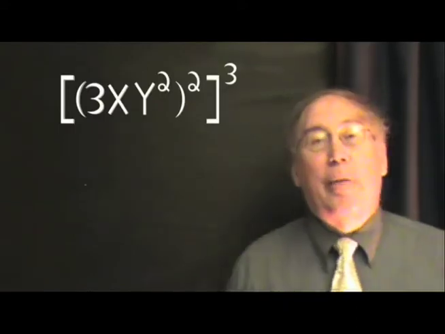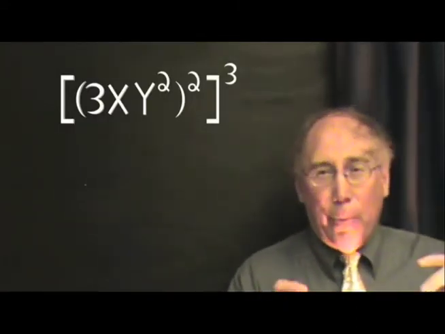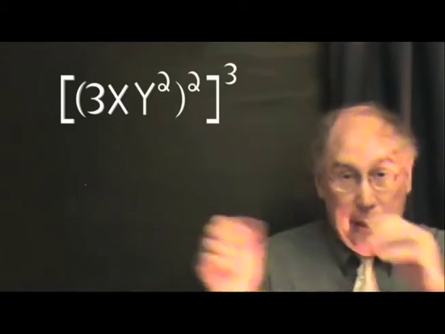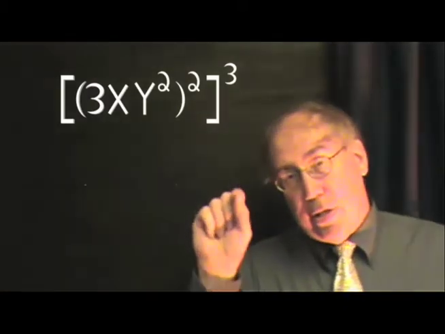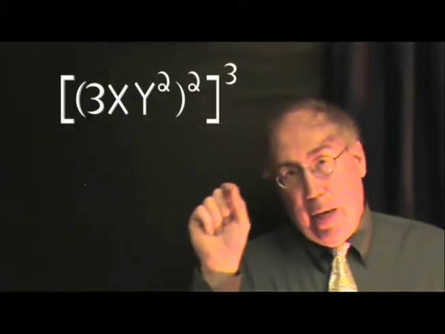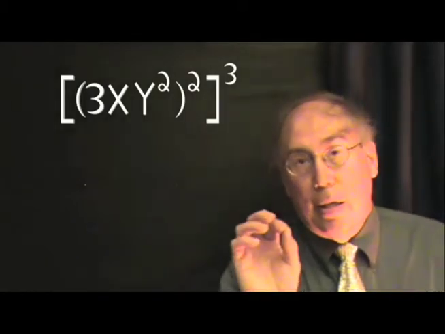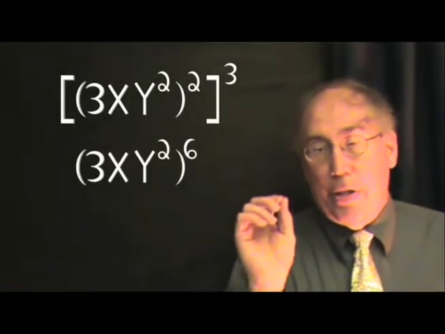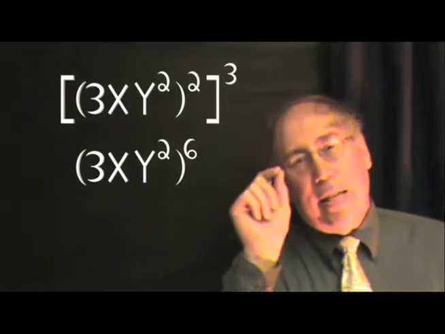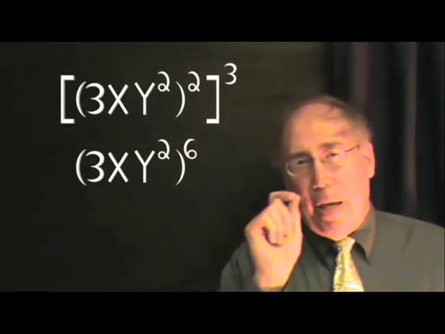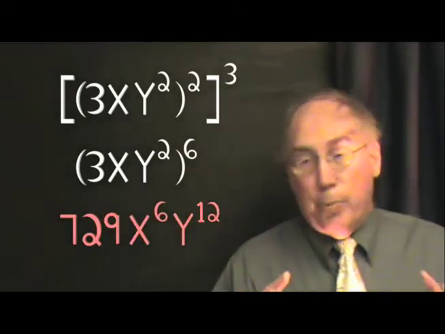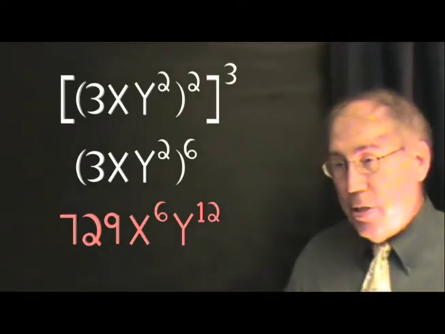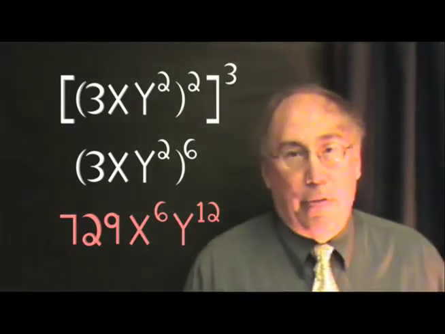So in our next case, we have a nested situation here. Start with the bracket and work inward. So take the 3, that's exponent 3 on the bracket there, multiply it times the 2, the exponent 2 on the parentheses there, and get 6. And then take that 6 and multiply it times each exponent within the parentheses, and we get 729 x to the 6th y to the 12th.